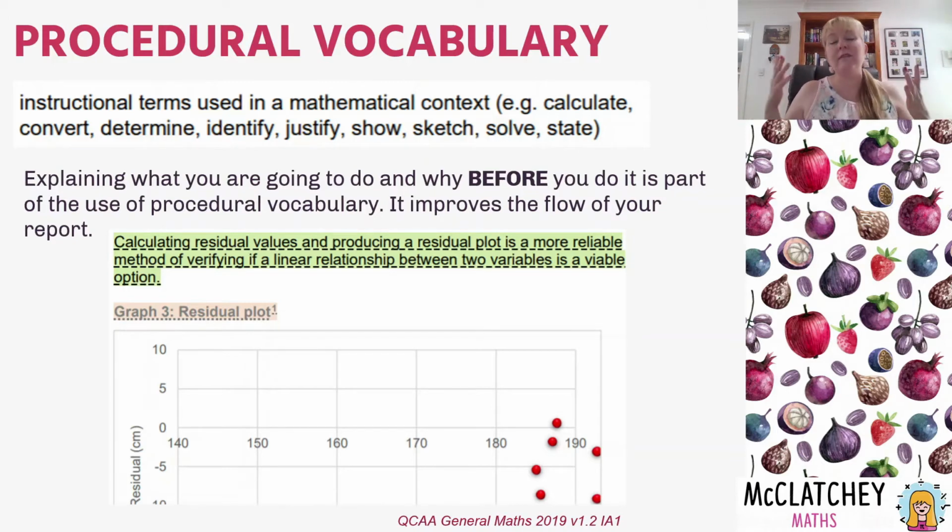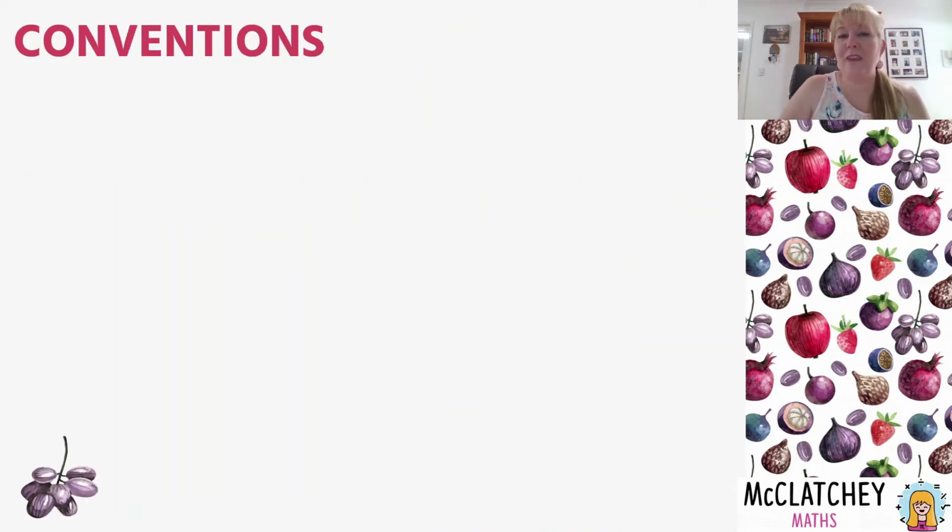Now, this does not have to be a book that you're writing to explain, but a simple sentence that says what a scatter plot is before you draw the scatter plot, or that says what a histogram is before you then go and develop the histogram, to explain what you're doing and why you're doing it. That's all part of your procedural vocabulary. And then we fall into something called conventions.